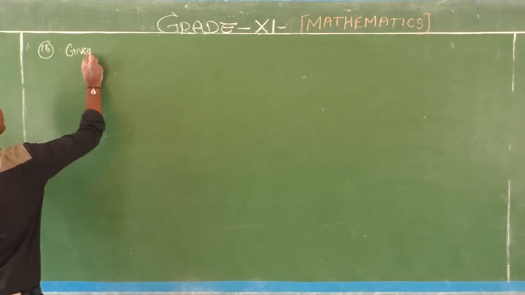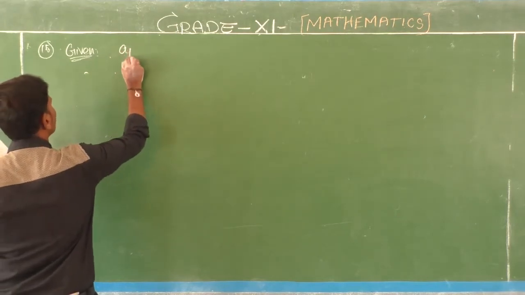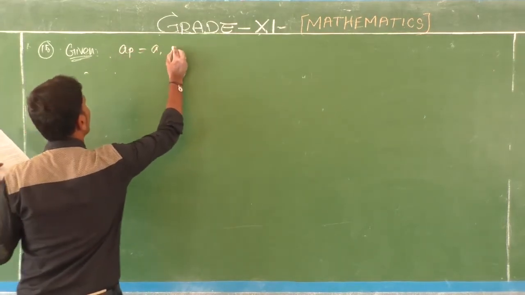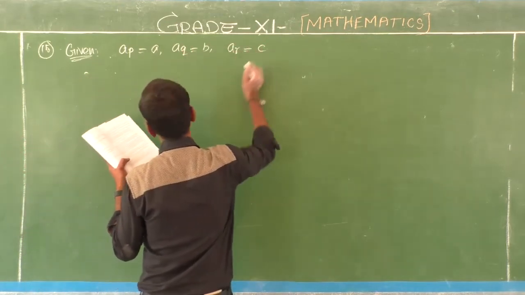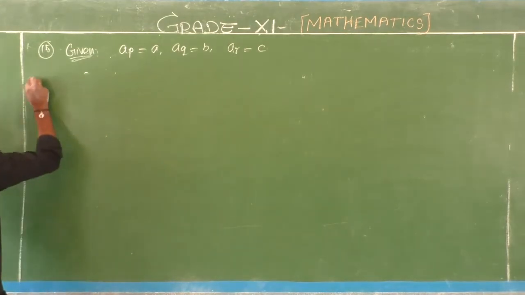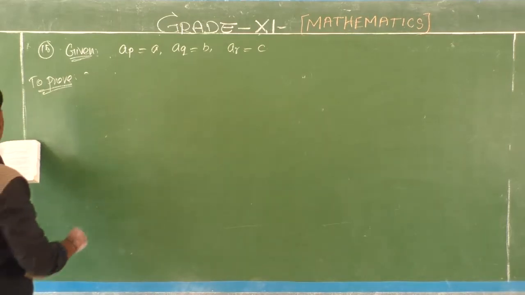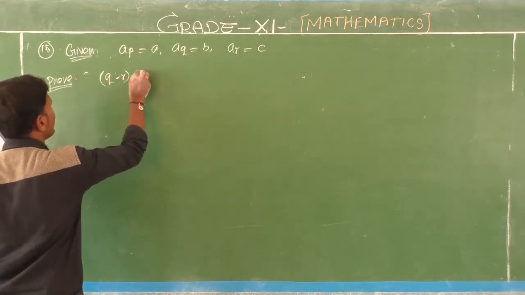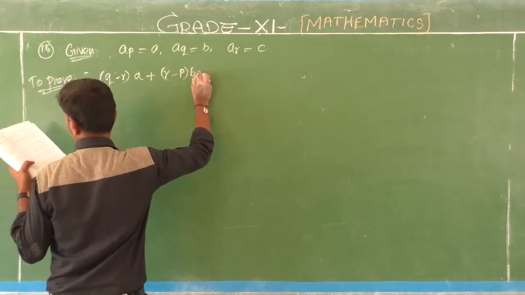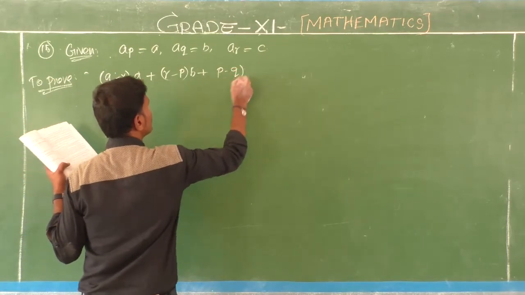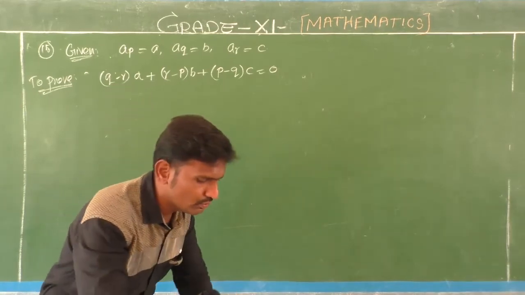First, the given: the pth term of the AP is equal to a, the qth term aq is equal to b, and the rth term ar is equal to c. So that is your given. Now we are going to prove that (q minus r) into a plus (r minus p) into b plus (p minus q) into c is equal to 0. That's all you are going to prove.